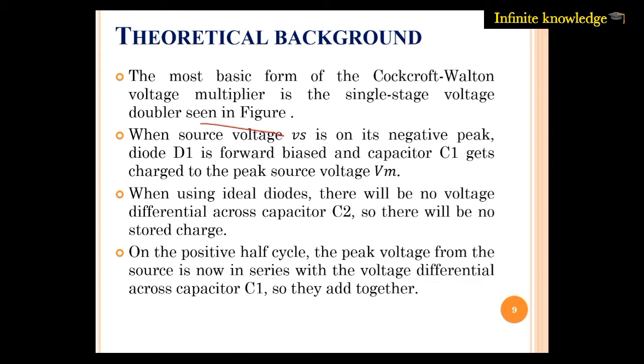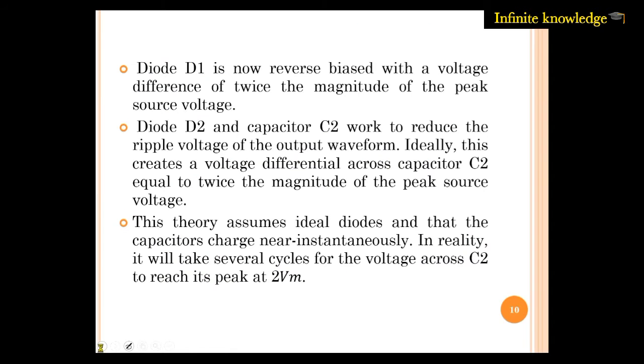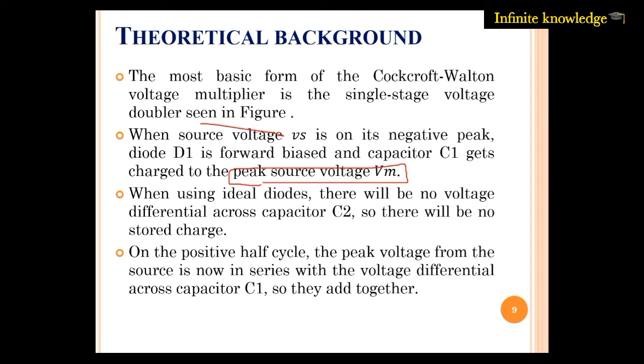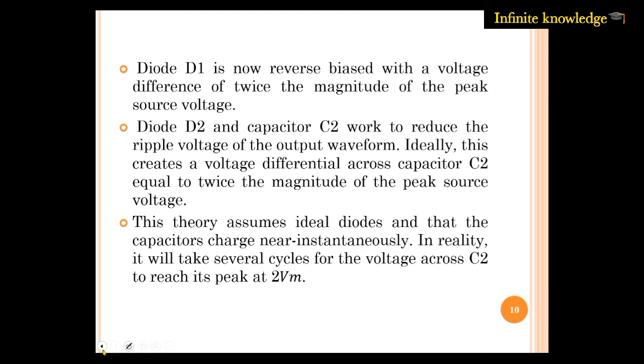When the source voltage is Vm, C1 gets charged to its maximum voltage Vm. In the first condition, C1 is charged to maximum voltage Vm. Now let's talk further. When using an ideal diode, there will be no voltage difference across the capacitor C2, so there will be no stored charge in capacitor C2. Now we are concentrating on the positive cycle. We first have to understand this cycle, and then this cycle.